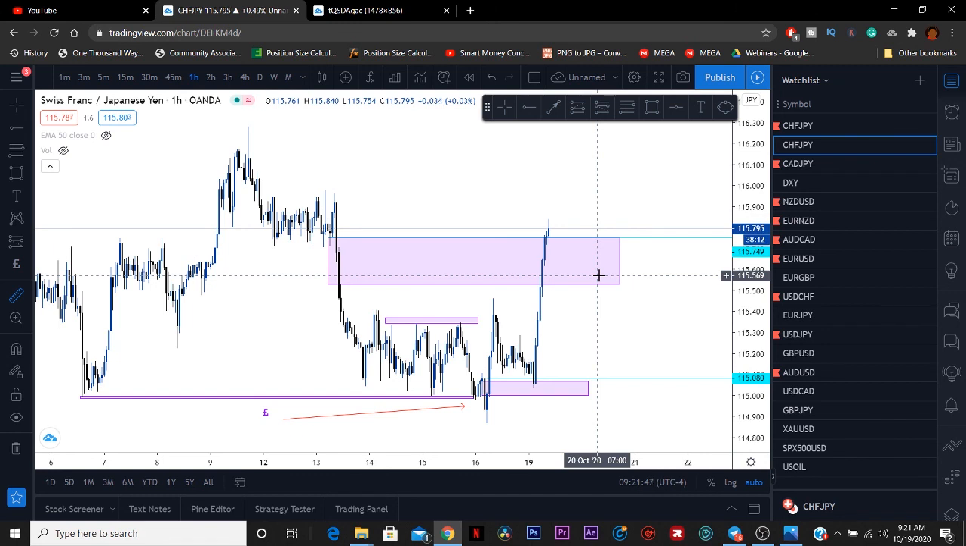Enjoy yourselves. Do not get trapped by these market makers. Look for the setups. Make sure you have confirmations when you're taking your trades. Do not let these markets take your money.